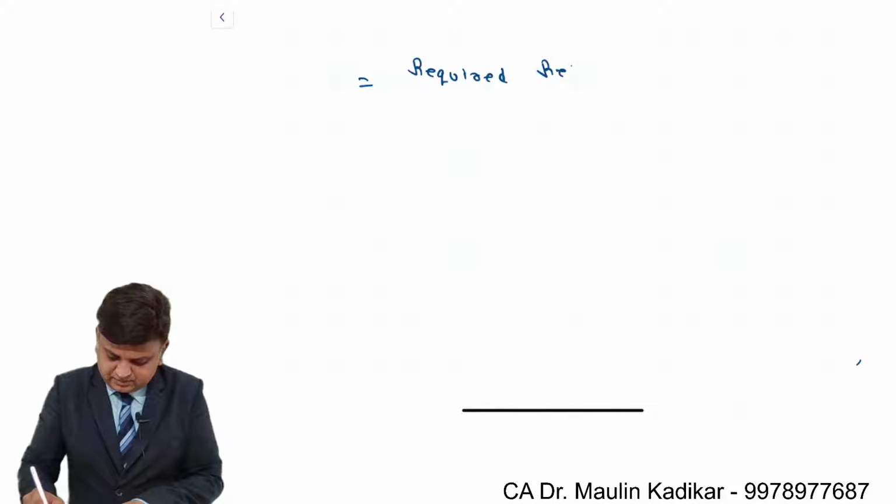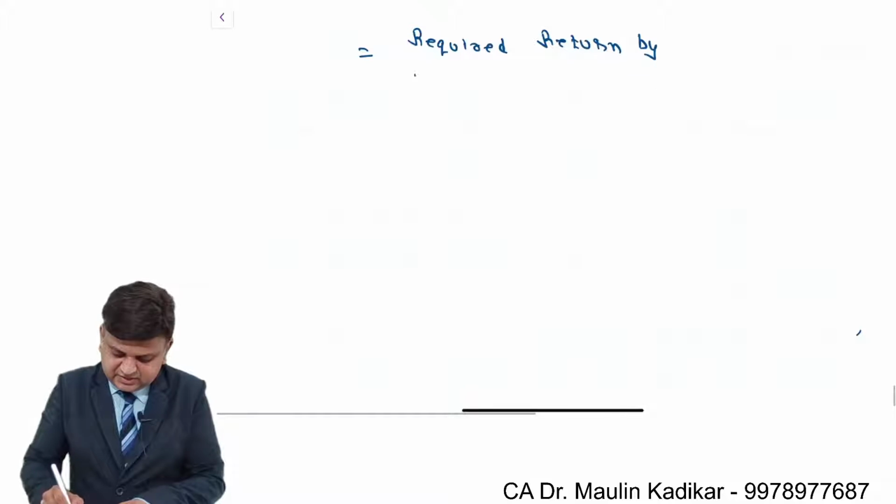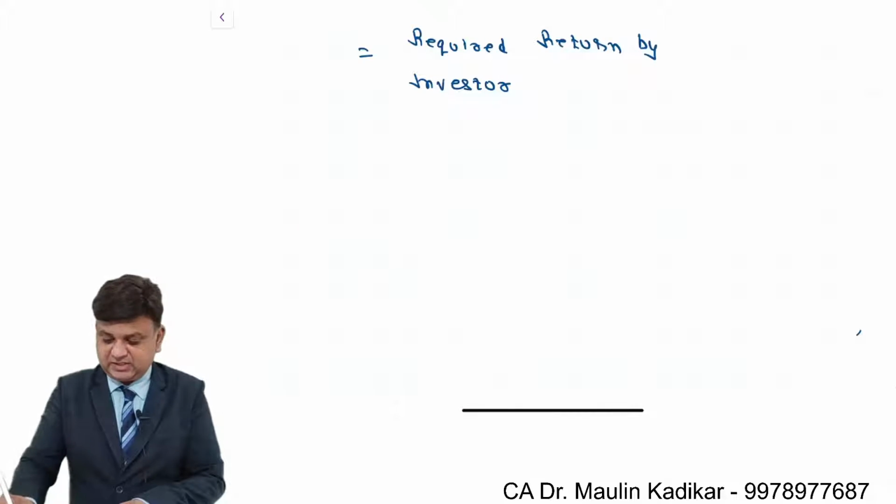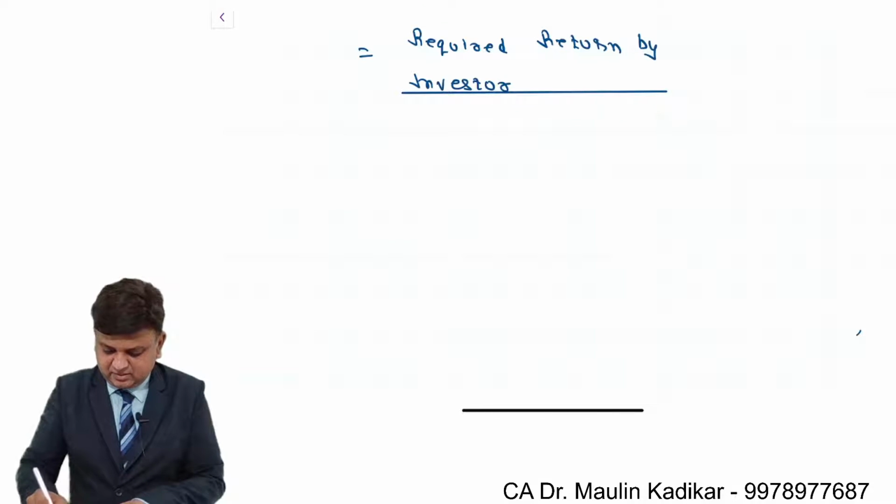Required return by investor, that is Mr. A in this example, divided by 1 minus initial issue expenses.